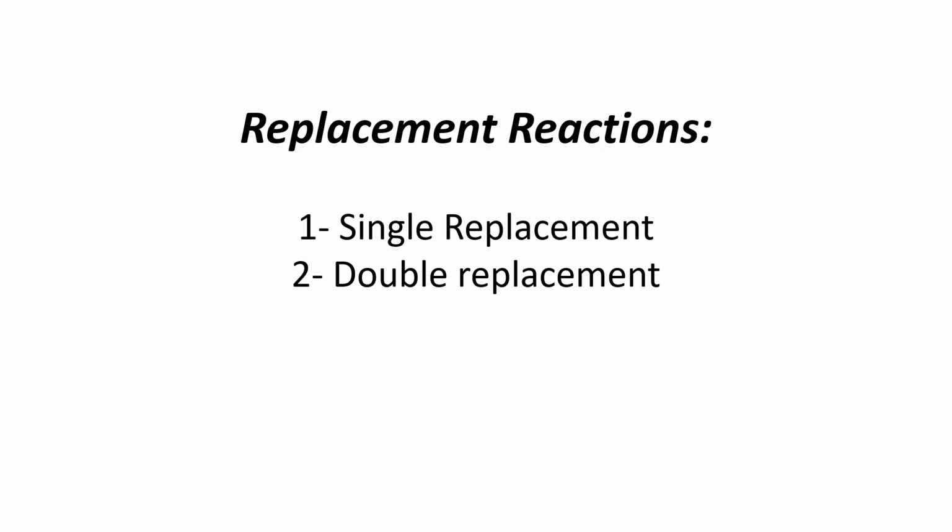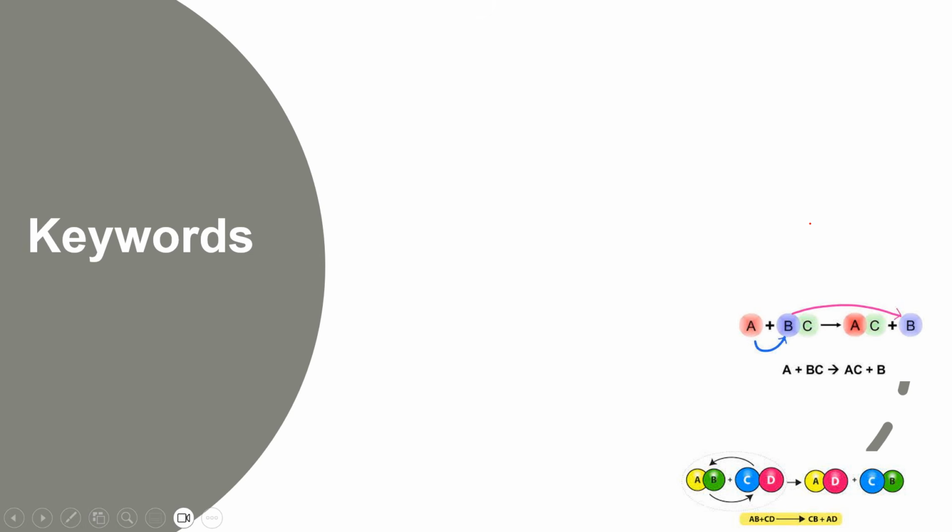And that's the end of the first 3 types of the 4 types of chemical reactions. Okay? So now we'll go to the 4th type. Replacement reactions, guys. Now we will talk about replacement reactions. So we have 2 types of replacement reactions. We have single replacement and we have double replacement.